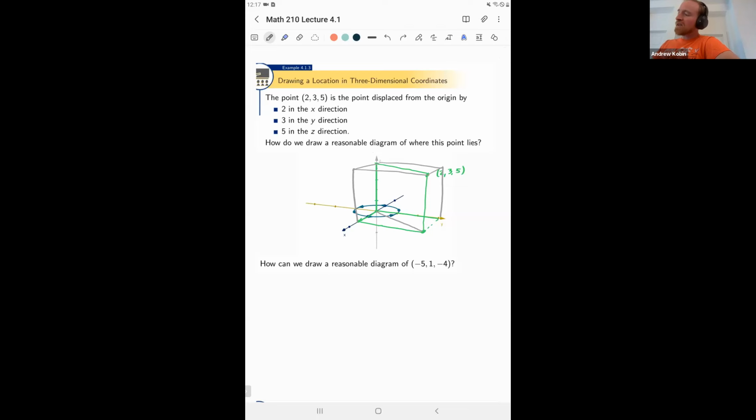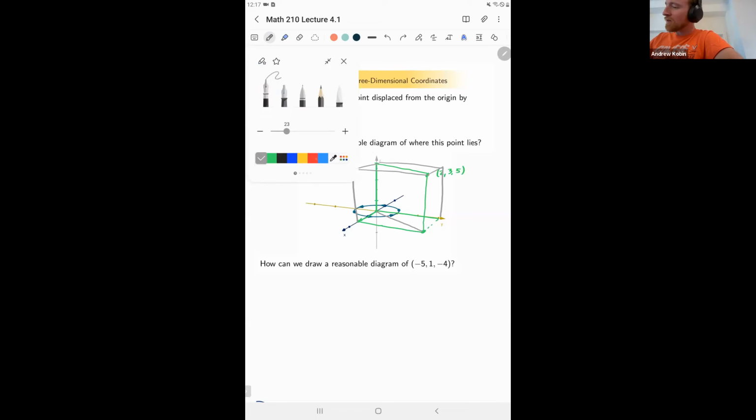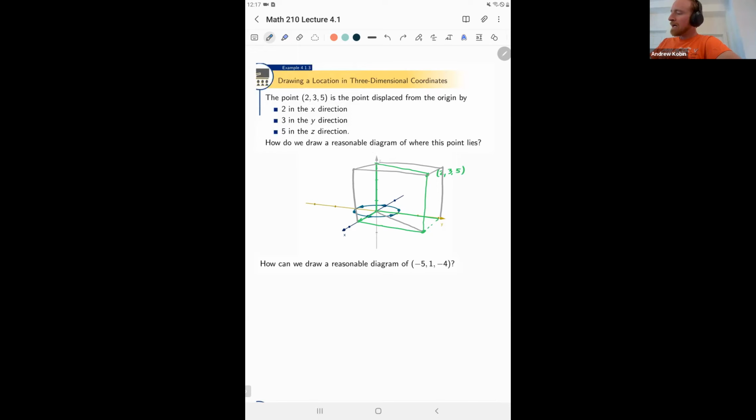How can we draw a reasonable diagram of -5, 1, -4? Well, it's going to be the same procedure. So let's get a new color. Maybe let's use this blue color. And this time, maybe I'll go in a different order. I'm going to walk along the z direction first. Let's go down 4 units. Again, I'm going to tick off some extra units here. So we'll go down 4 units in the z direction.